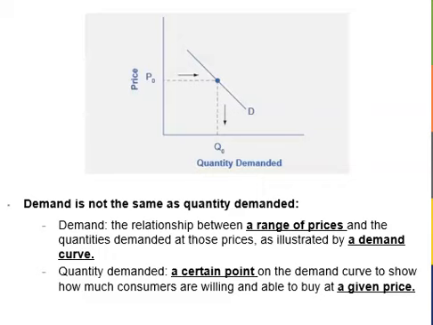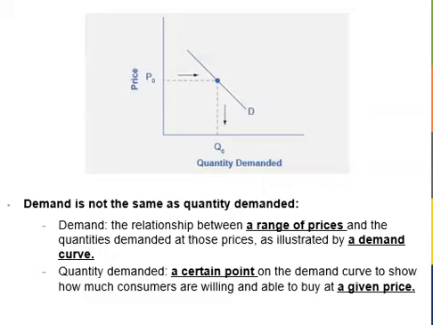On the graph on the screen, you can see that we have a demand curve, and at the price P0, you will have the quantity demanded, Q0. When economists talk about quantity demanded, they mean only a certain point on the demand curve. In short, demand refers to the curve and quantity demanded refers to the specific point on the demand curve.